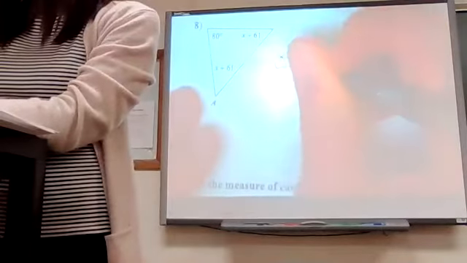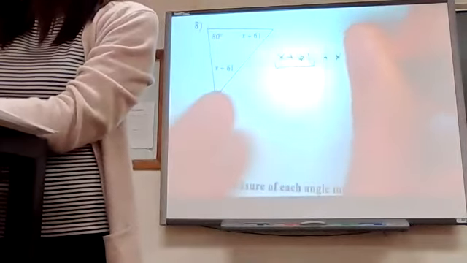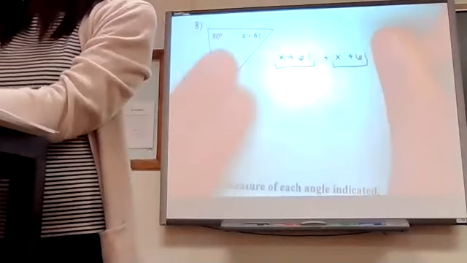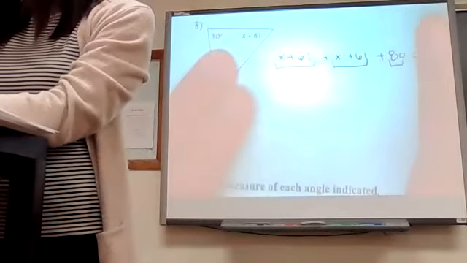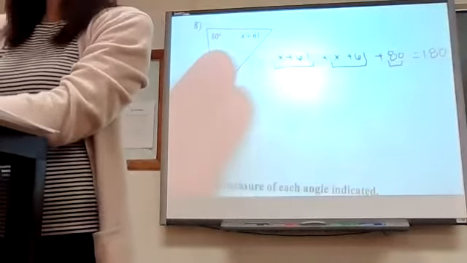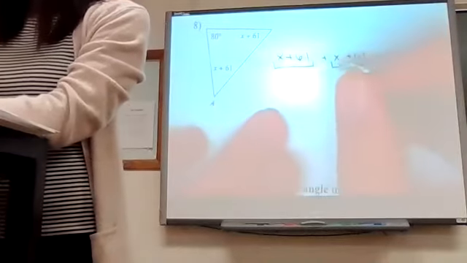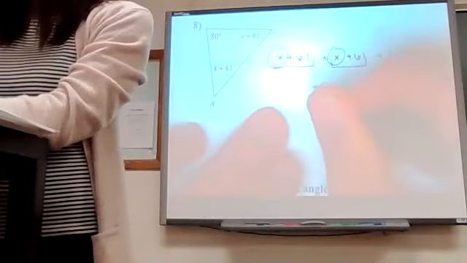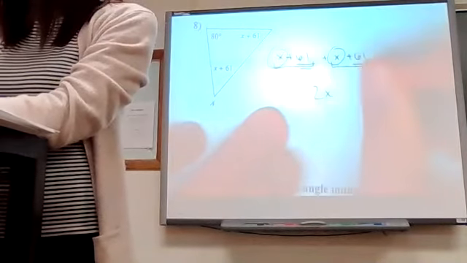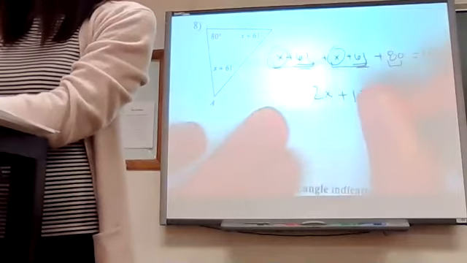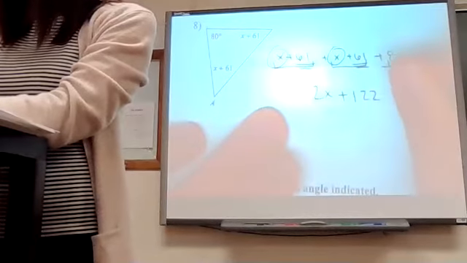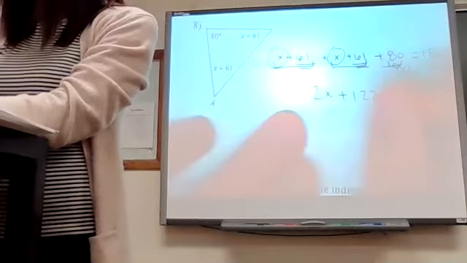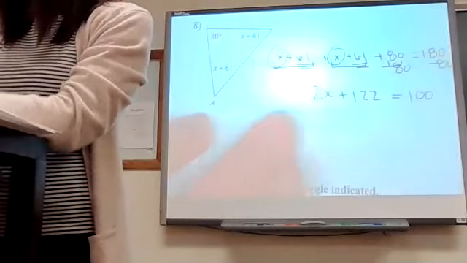So x plus 61, this angle, plus the other angle, which is identical, plus 80 degrees, the third angle has to add up to 180. That's one way you could have set it up. Or again, I'm going to combine these as I go. I have 2 x's and 122, subtracting 80. Okay, that between these 2 angles is 100 degrees.